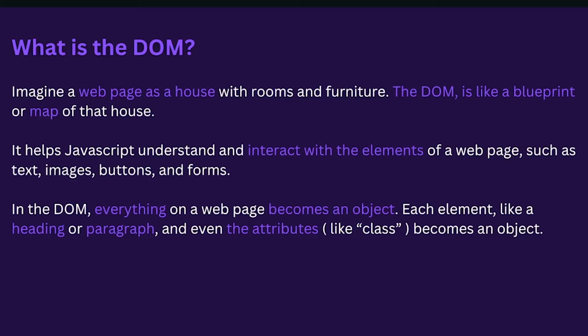In the DOM, everything on a web page becomes an object. Each element, like a heading or paragraph, and even the attributes like class, becomes an object.